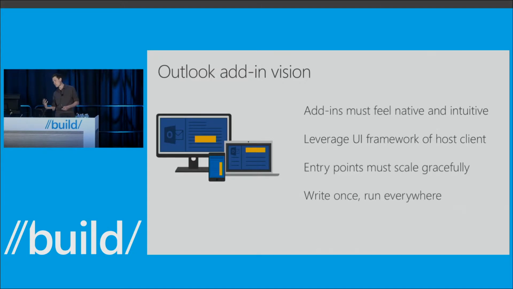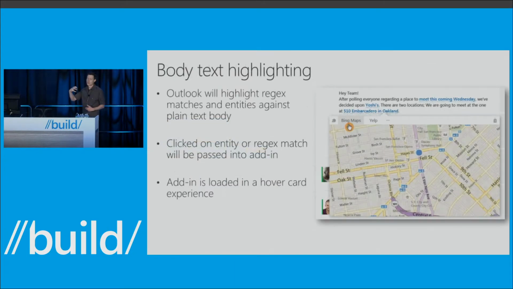And so with these 4 pillars, once we've collected them, we then looked at the different scenarios that developers are trying to build, and we asked ourselves, okay, what are some of the interesting classes of scenarios that we want to support? And so the first set of scenarios is really around body text highlighting. It's this idea that if the user wants to view a map of something, he should just be able to click on the address, and that should be highlighted, and then the user should be able to see it.